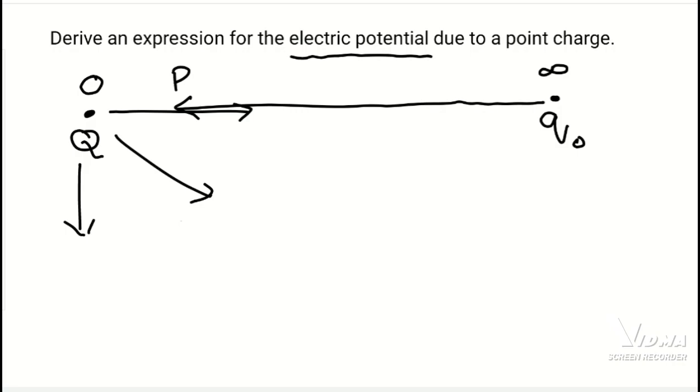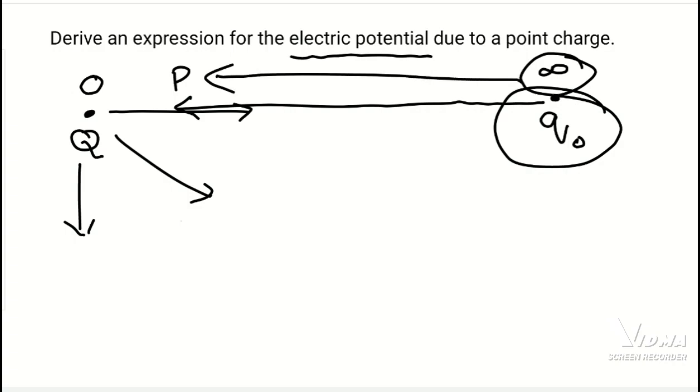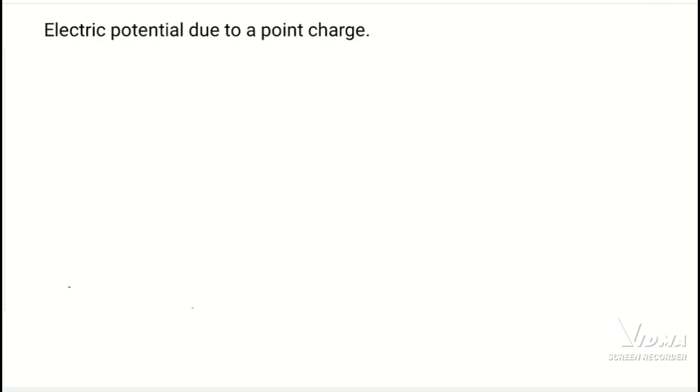So now work done in bringing charge Q0 from infinity to point P can be taken as W, and electric potential is given by V is equal to W by Q0, where Q0 is the unit positive charge brought from infinity to point P. Now we shall derive the formula for the electric potential due to a point charge.